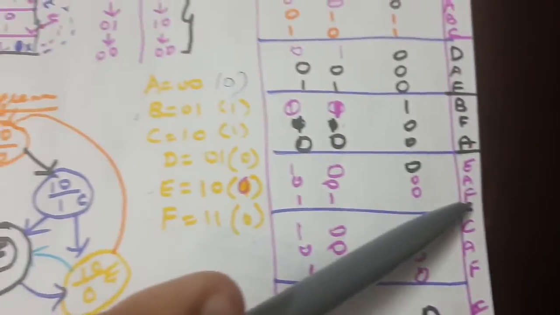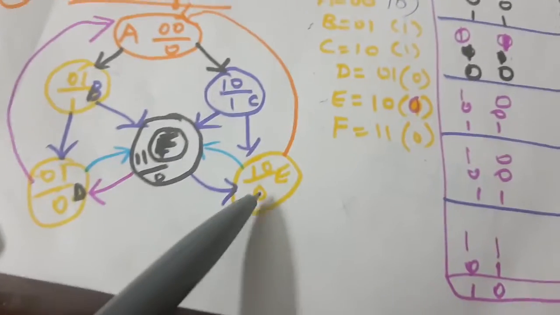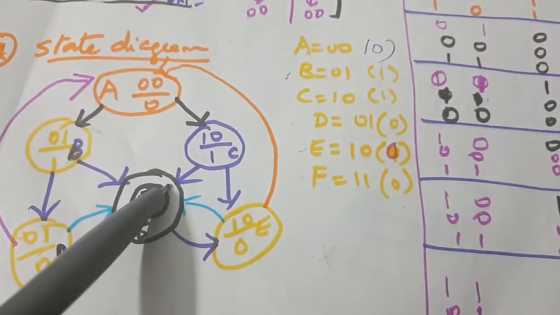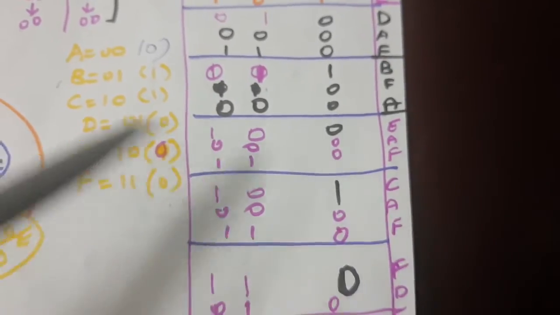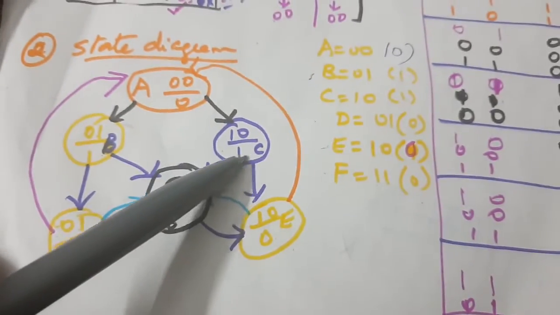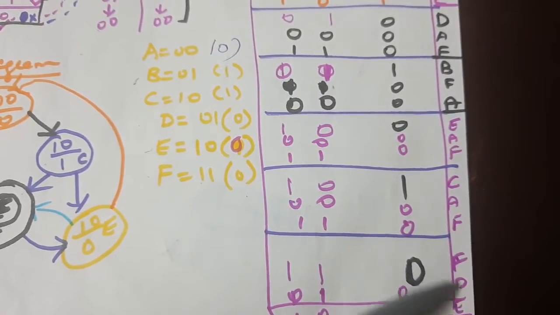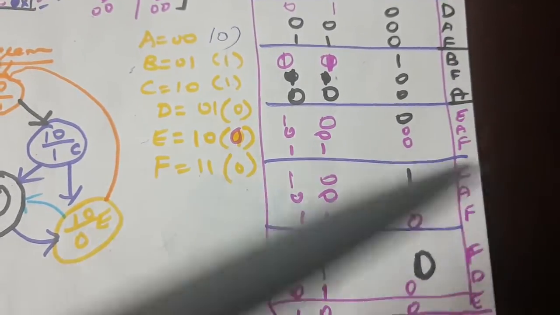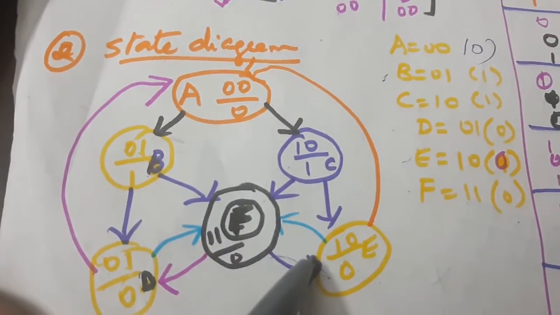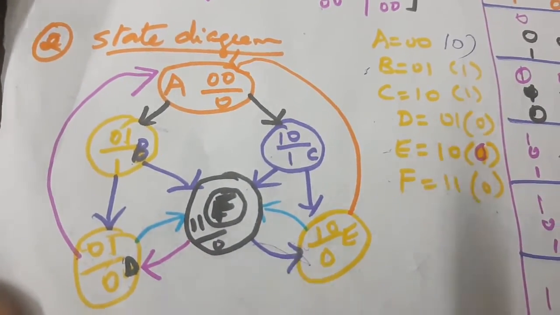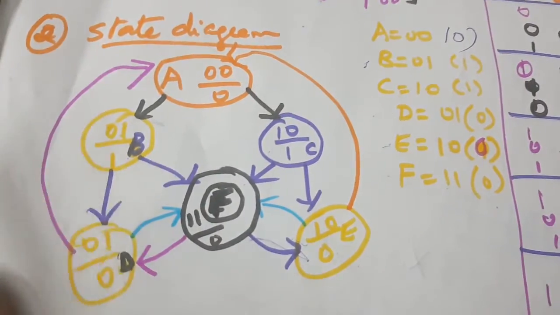Okay. Next statement is E is going to A and F. Similarly, C is going to A and F. F is going to D and E. Correct. So this is how we develop a state diagram.